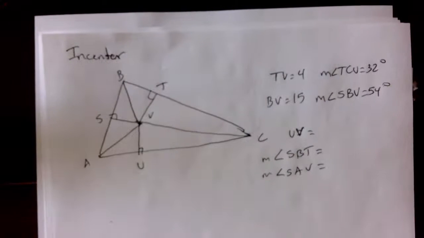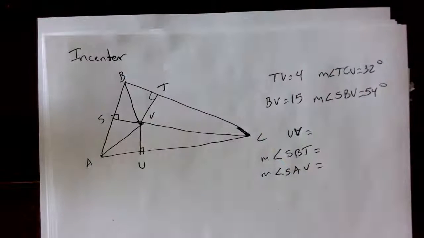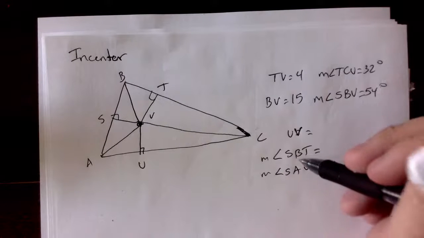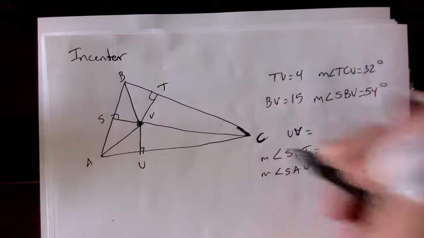Okay, so this is an example of what one's going to look like on your homework. The way you know that it's an incenter is that inside the problem it'll actually say incenter. So this is the incenter right there. Point V is the incenter. These are the things they want us to find: UV, SBT, and SAV. Now, I'm going to show you how I go ahead and do these.